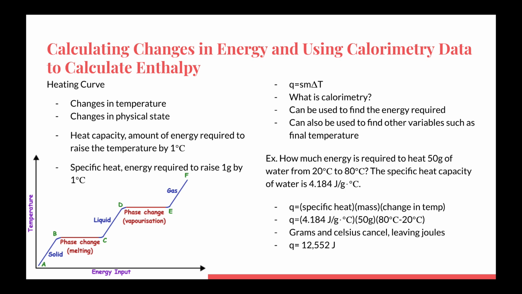The heating curve of a substance is also dependent on the heat capacity of that substance. Heat capacity is the amount of energy required to raise the temperature of a sample by 1 degree Celsius. However, more commonly used is specific heat, the energy required to raise 1 gram of substance by 1 degree Celsius. Specific heat is related to the energy transfer of a substance through the formula Q = smΔT, where Q is the energy, s is specific heat, m is mass, and ΔT is the change in temperature.